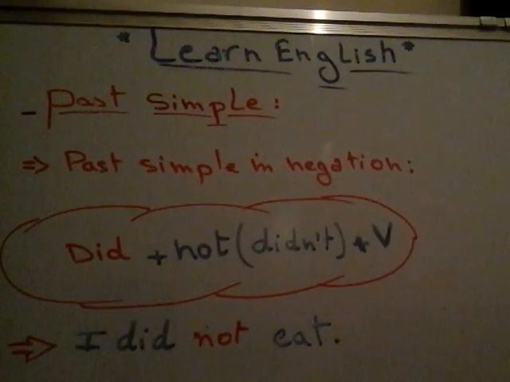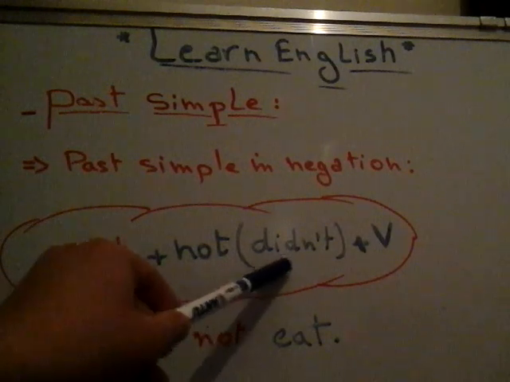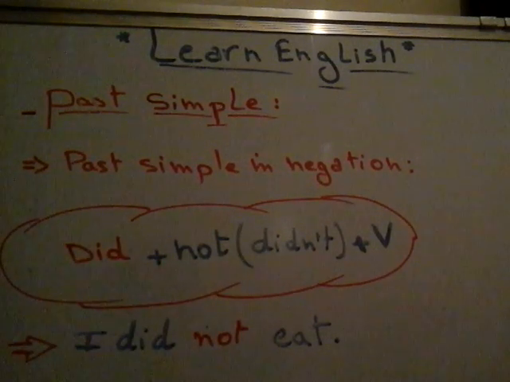Let's have a look at the past simple in negation. For all the verbs, regular verbs or irregular verbs, both of these two types, we write did plus not, didn't, plus verb. So we have an example, I did not eat, or we can say I didn't eat, I didn't walk, I didn't sleep, I didn't watch television, etc.